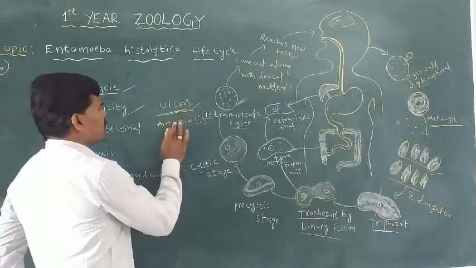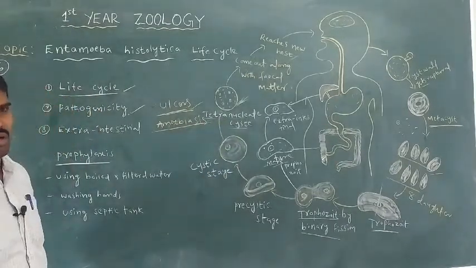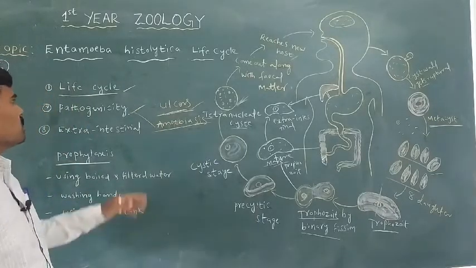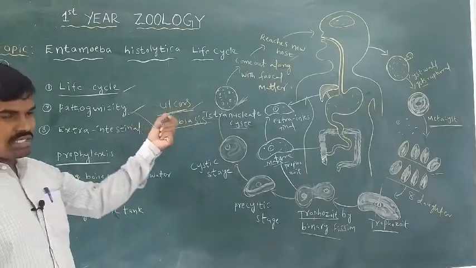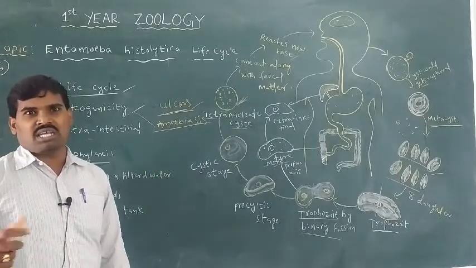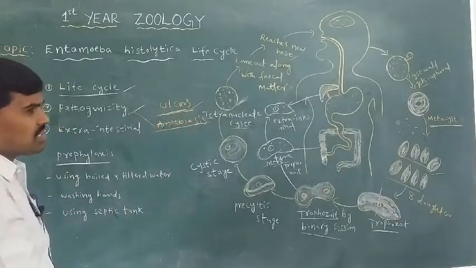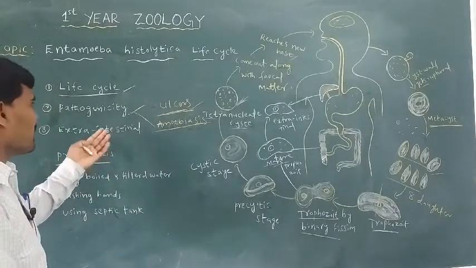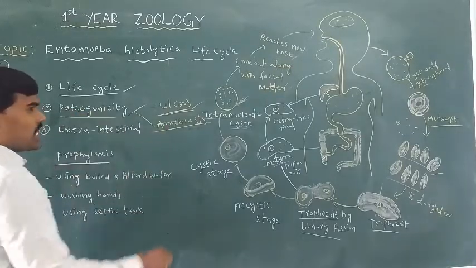Amoebiasis is a disease caused by Entamoeba histolytica. Amoebiasis, or dysentery, is caused because of ulcer formation and stomach ache. In dysentery, watery, fluid-like fecal matter is released in bowel movements. This condition is called pathogenicity.